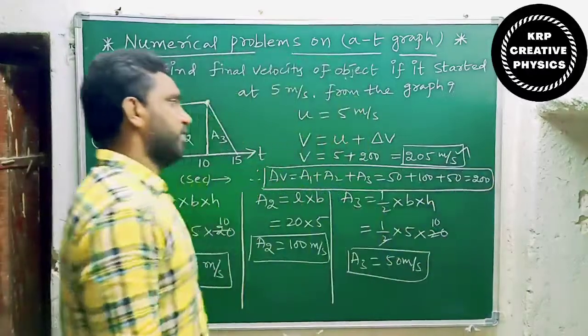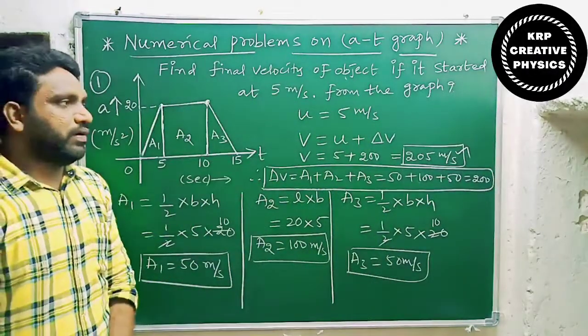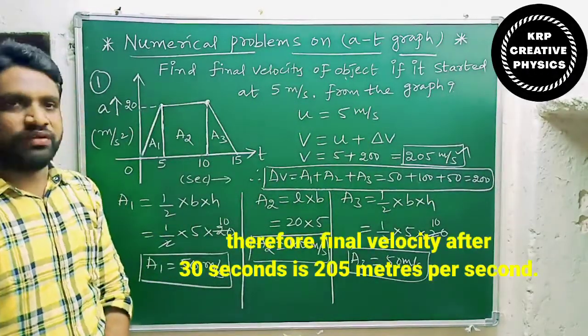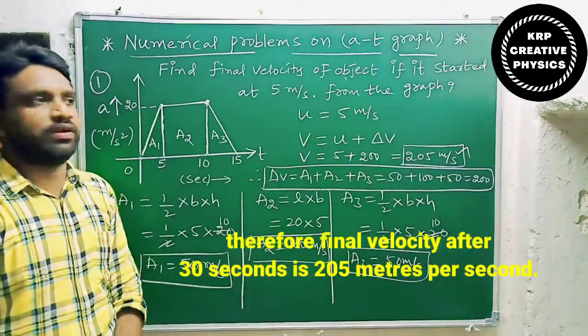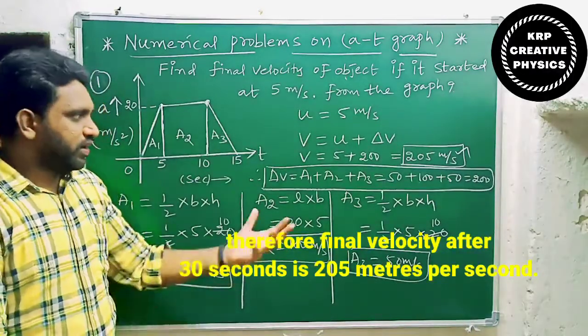Final velocity is how much here? 205 meters per second. So in this way we have to solve the problem. These kinds of problems are very, very important for all competitive exams. Try to remember this one.